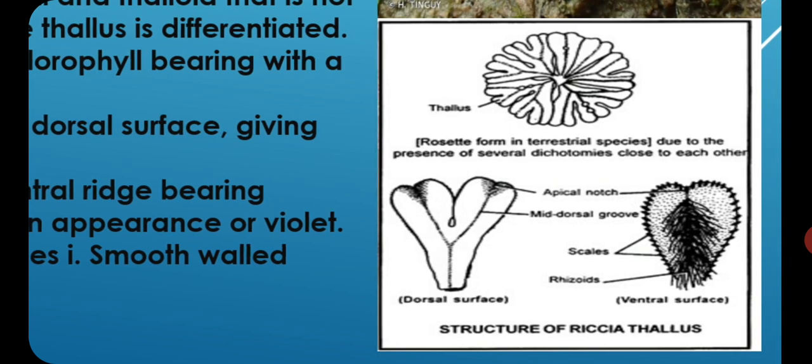It contains two important parts: scales and rhizoids. Scales are multicellular and normally arranged at the margin. The scales are normally violet in color. The rhizoids are minute hair-like structures. They are unicellular. There are mainly two kinds of rhizoids: one is smooth-walled and the other is tuberculated rhizoids.